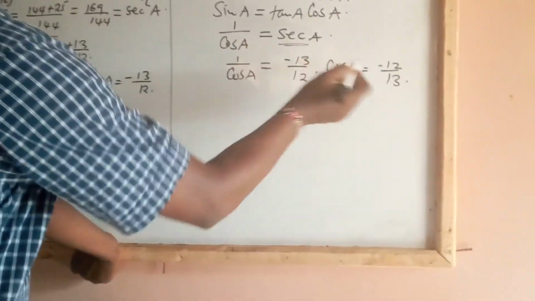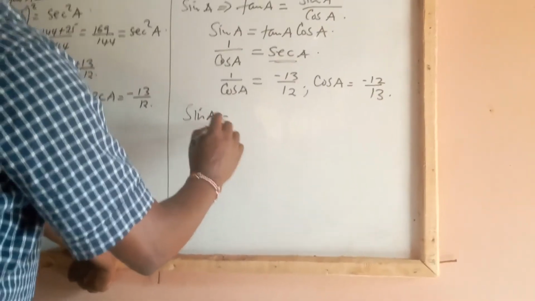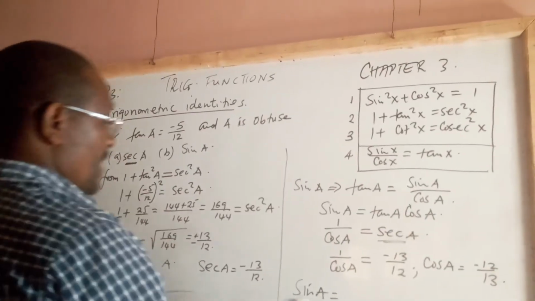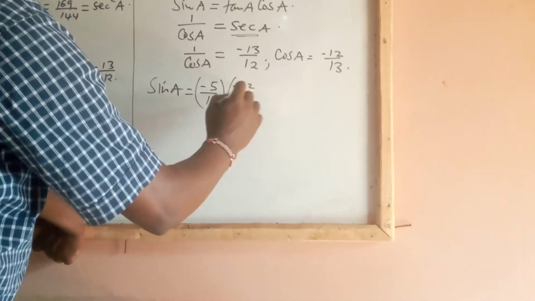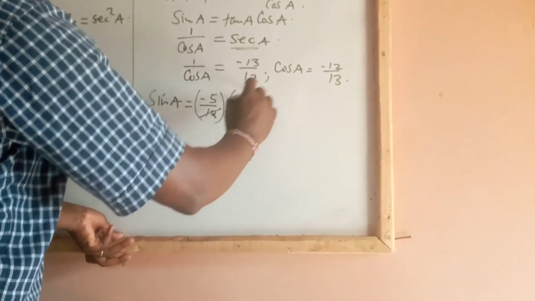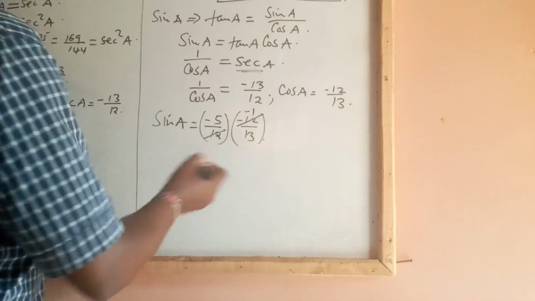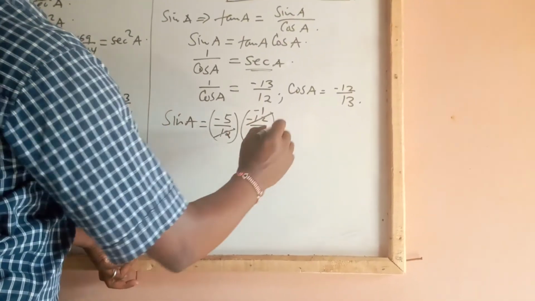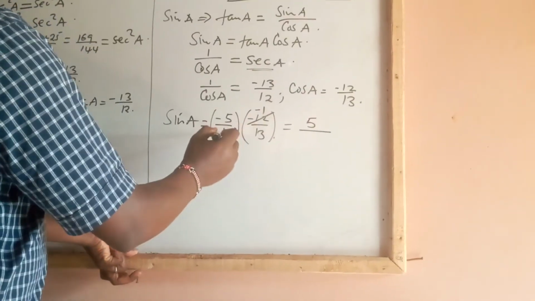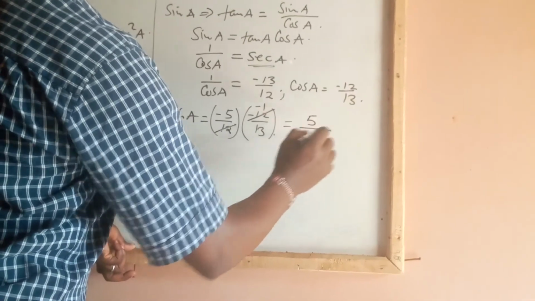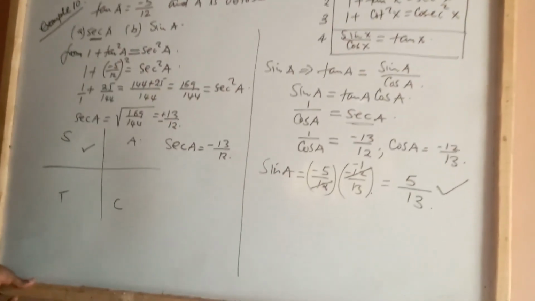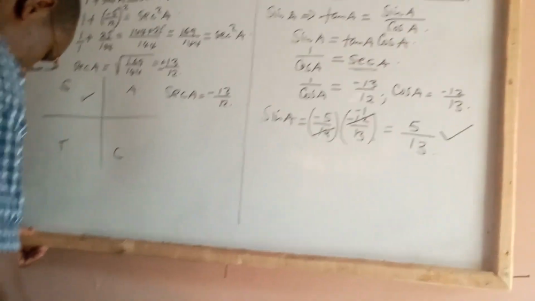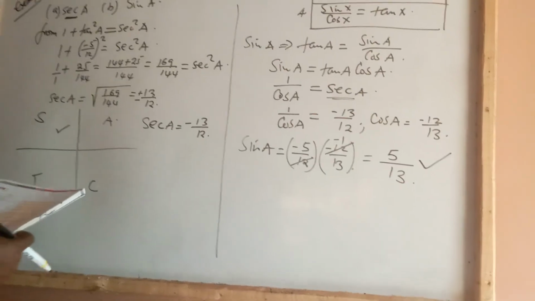What does that mean? Therefore, if we continue to make sine of A the subject of the formula, it's the tangent of A which is given here, minus 5 out of 12 times minus 12 out of 13, and you realize that at that particular point, 12 and minus 12 cancel out. We still maintain negative 1, but minus 5 times minus 1 is a positive 5, and 1 times 13 is 13. And it is very true because you can see the sine in this particular quadrant is supposed to be positive. And there you are with our sine of A. All right?